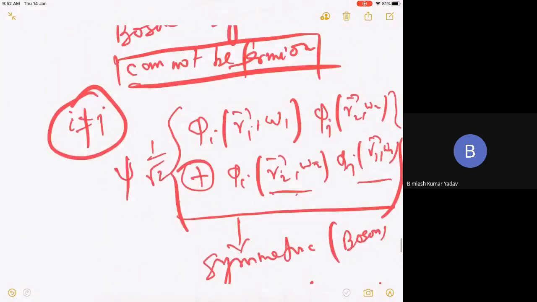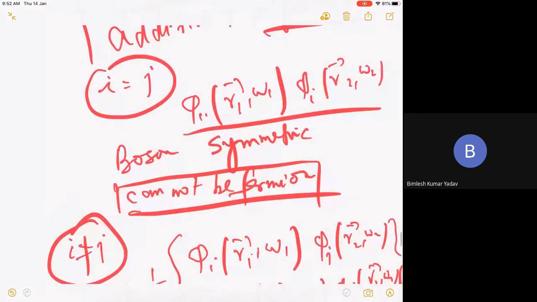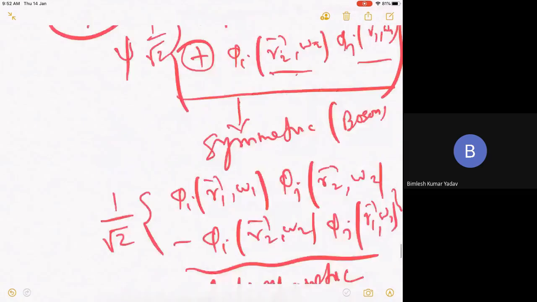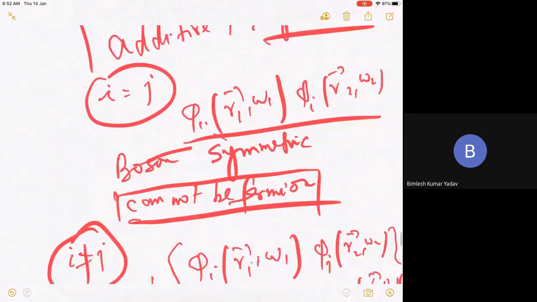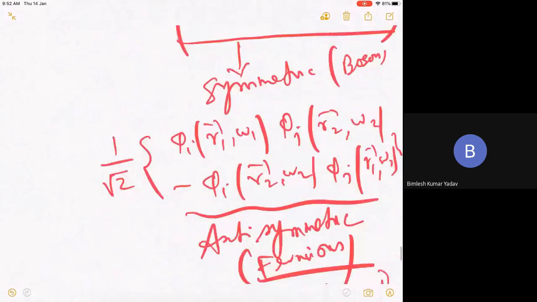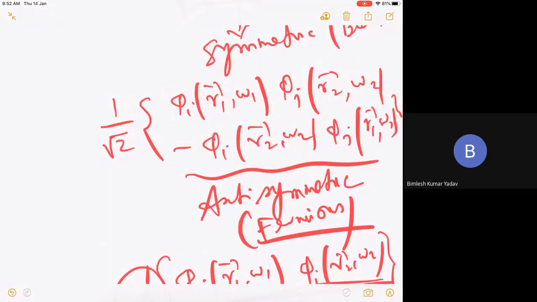Now you can wonder, when I was equal to J, it was a boson, sorry. I could not construct a fermion. You may think, can I do something similar to this with a minus sign? You can try, but then what will happen? Both are I, so as soon as you interchange, both are the same. So this will actually give you 0. Any antisymmetric function that you try to construct will actually vanish.